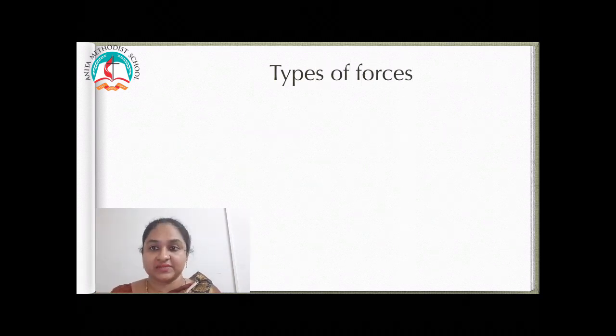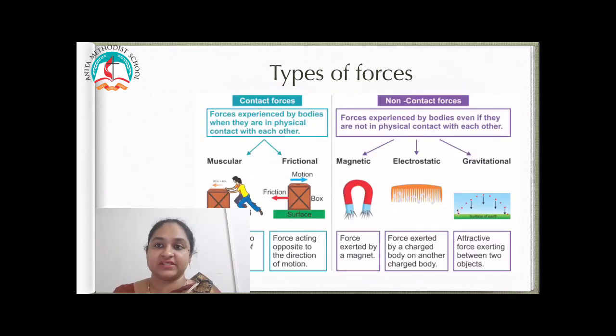Forces experienced by bodies when they are in physical contact with each other are called contact forces. And we learnt about people pushing a box, and then the friction, motion is controlled by the friction. Then we have non-contact forces, forces experienced by bodies even if they are not in physical contact with each other.